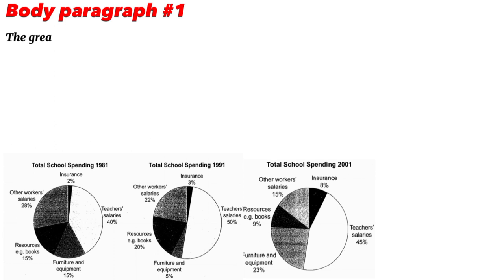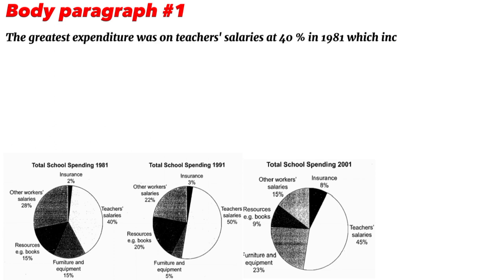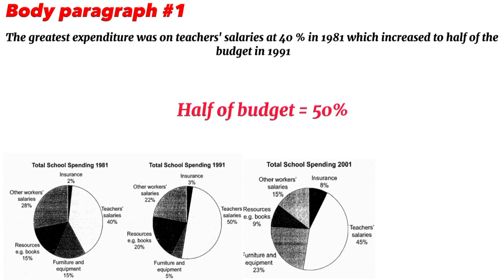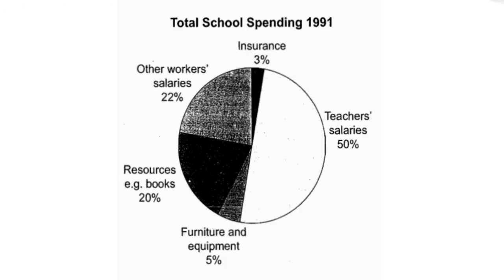The greatest expenditure was on the teacher's salaries at 40% in 1981, which increased to half of the budget in 1991. Now half of the budget is the same as 50%, as it is mentioned in the total school spending in 1991. Remember that you need to paraphrase as much as possible. Don't use the same words again and again, or you will get a lower score for the vocabulary section.